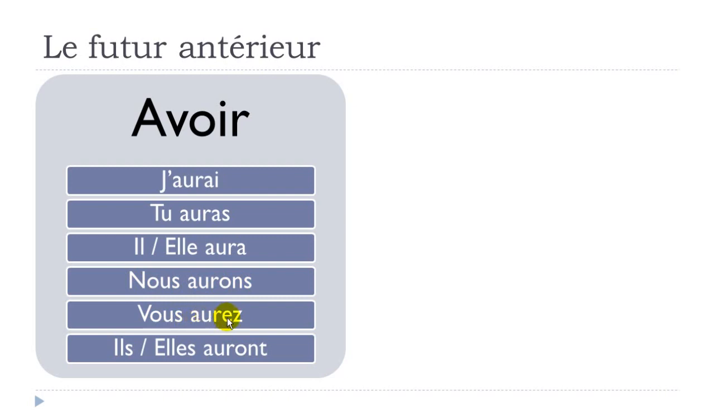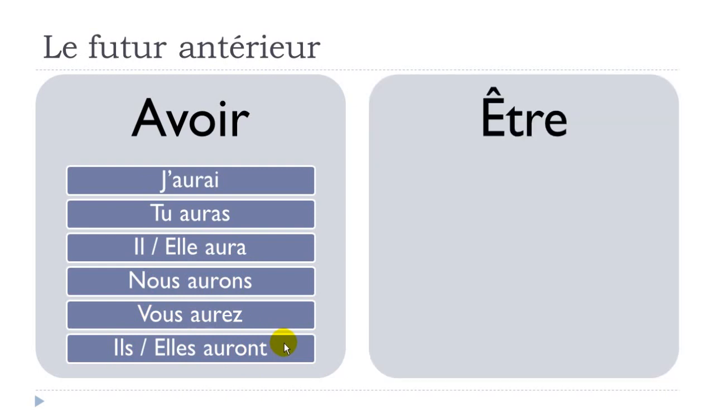Same thing here. Vous aurez. Alright, O, and then EZ at the end will give you this E sound. Aurez. And then this little liaison between the two, vous aurez. Then ils auront, final T not pronounced, O and N together, on, auront, and then the link between the two, ils auront, elles auront. Alright, so j'aurai, tu auras, il aura, elle aura, nous aurons, vous aurez, ils auront, elles auront. Then now for être.